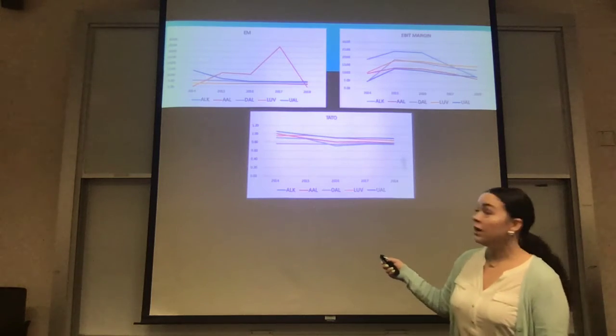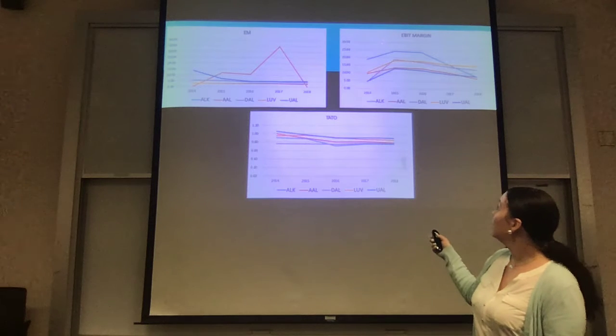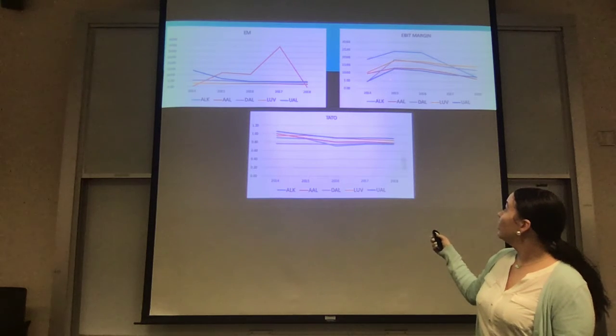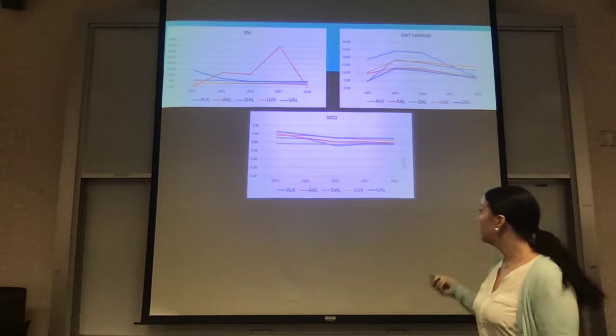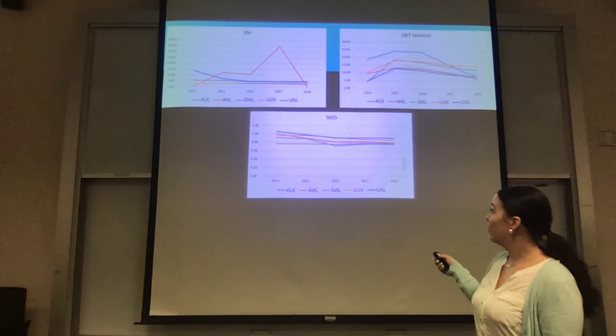Here in 2015, equity multiplier is consistent. EBIT margin is fairly consistent. A little bit of a peak, but I wouldn't say that's what caused the ROE to go up. And total asset turnover, again, consistent.